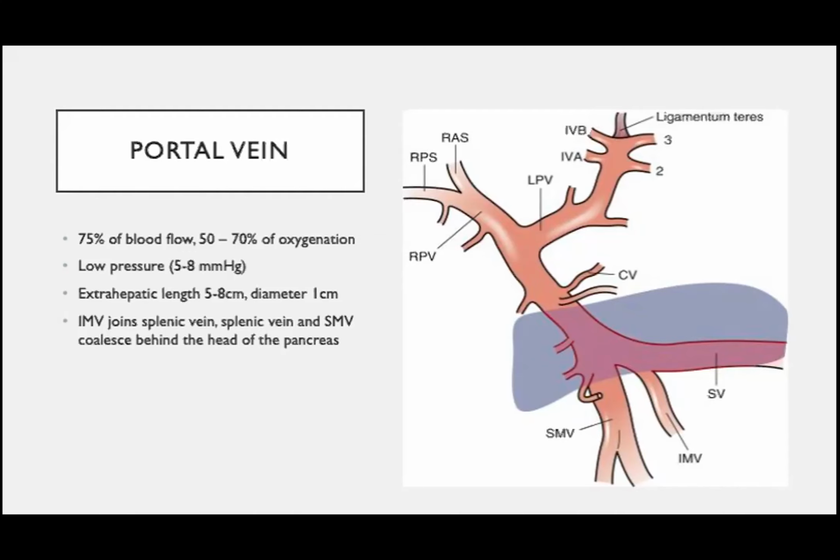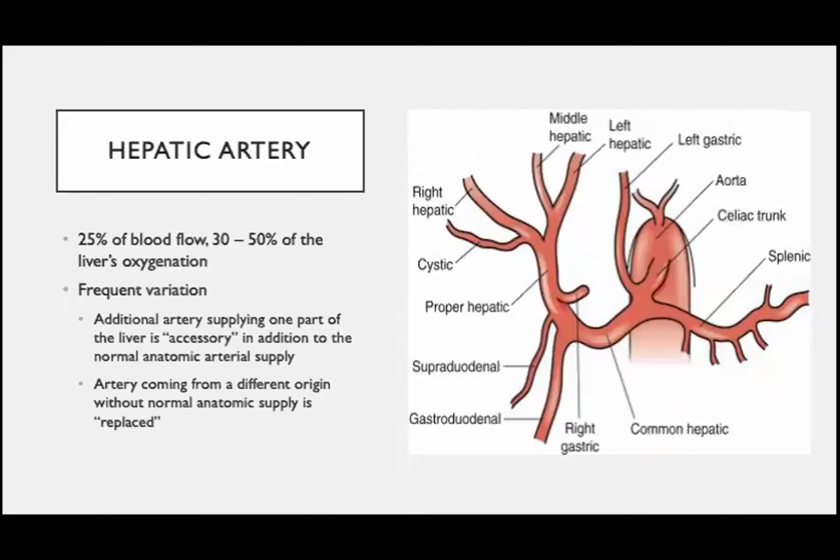The IMV joins the splenic vein, and the splenic vein and the SMV coalesce behind the head of the pancreas to become the portal vein. So you can see splenic, IMV, SMV, then we have the portal. And remember, the portal is going to go up between segments 5 and 8 and 6 and 7. Hepatic arteries. These provide 25% of the blood flow and 30 to 50% of the liver's oxygenation.